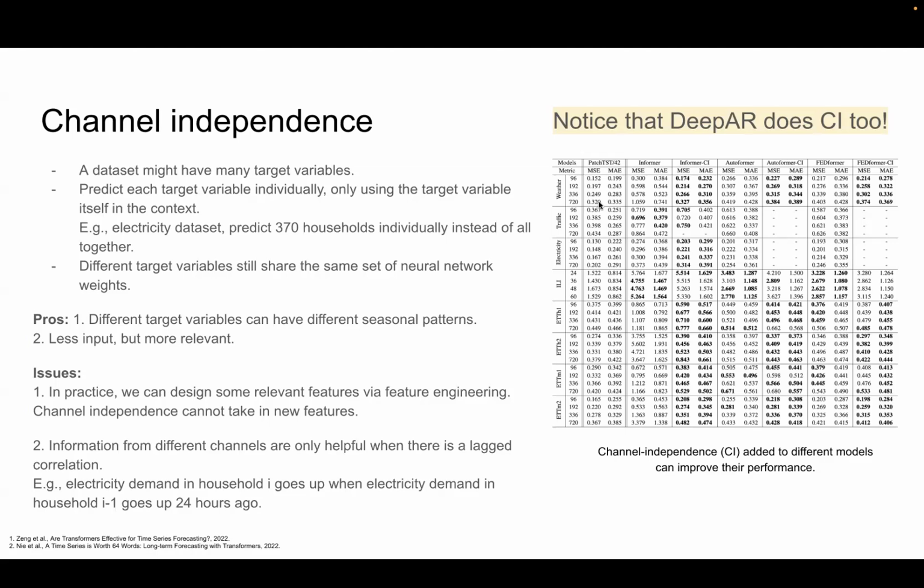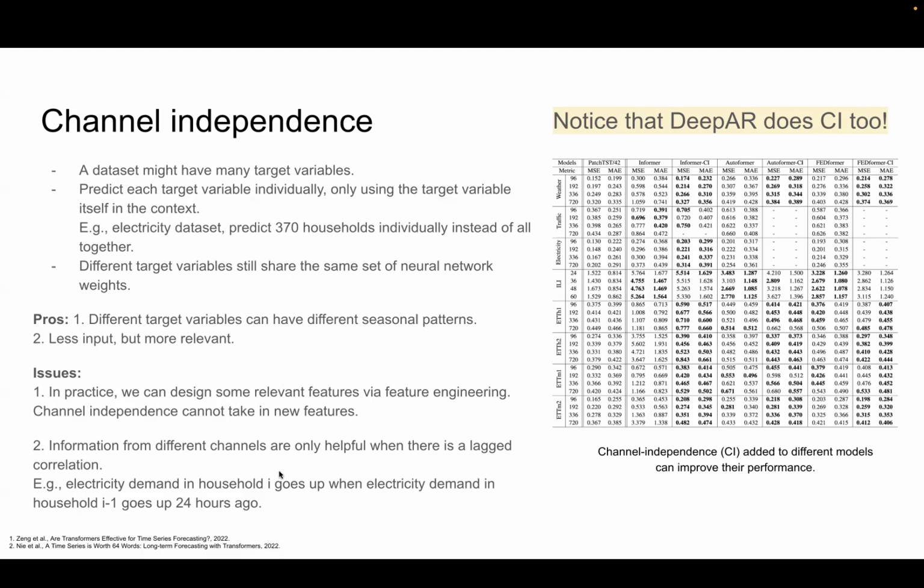And then the other issue is with those evaluation data sets. I guess for most of those evaluation data sets, it's not really necessary for the models to look at the other target variables. So, for example, for this electricity data set, maybe to predict household I, it only makes sense to look at the past energy consumption from household I. It does not make sense to look at the other households.